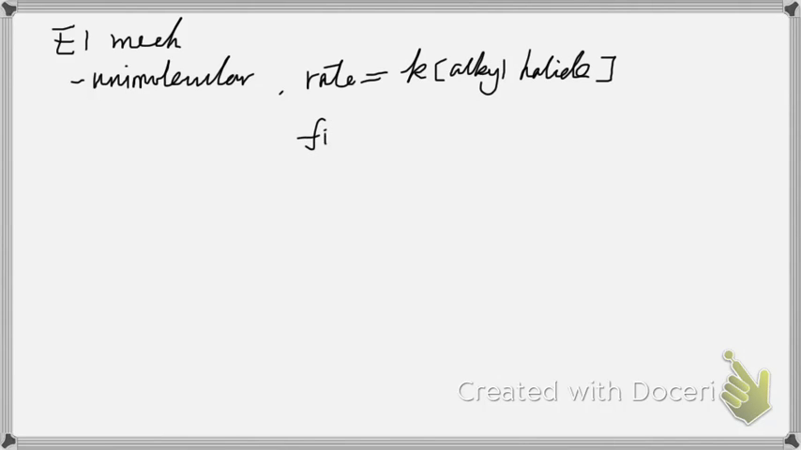Lastly, let's take a look at the E1 mechanism for dehydrohalogenation. Similar to the previous E1 for dehydration, this is also a unimolecular reaction. It's a first-order reaction, so the rate is only related to the concentration of the alkyl halide. It will have nothing to do with the concentration of the base.